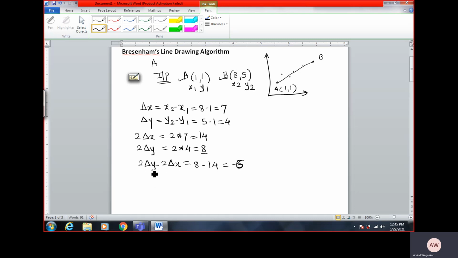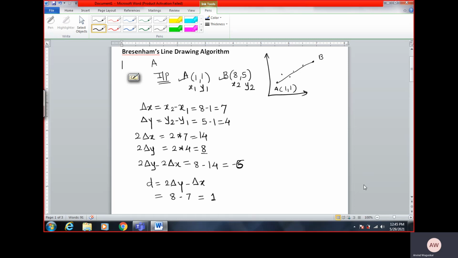Now next we need to find the decision parameter, based on which we can find the next point. I will call it D. The formula for the initial decision parameter is twice delta y minus delta x. We have already found twice delta y is 8, and delta x is 7. So the answer is 1. So the initial decision parameter value is 1.